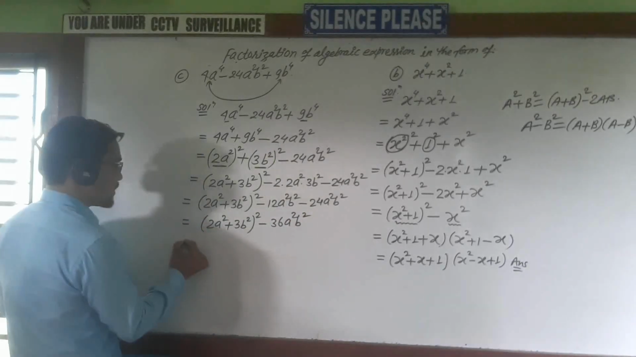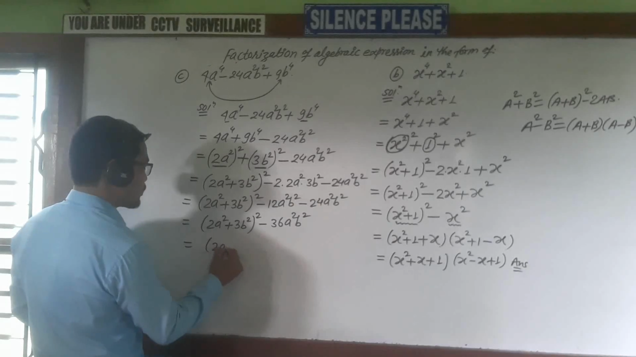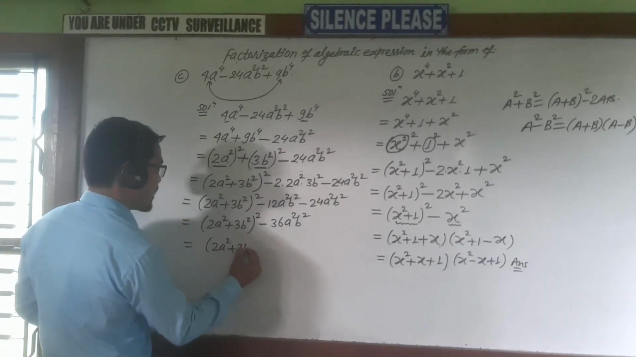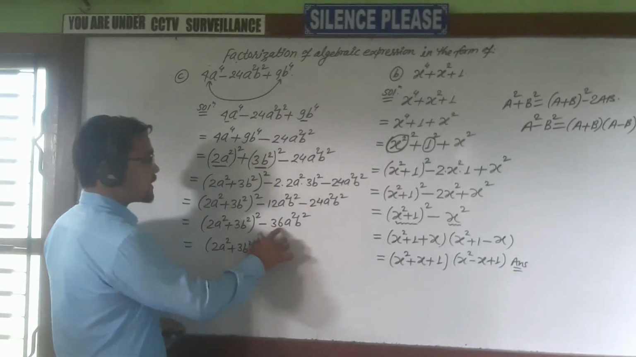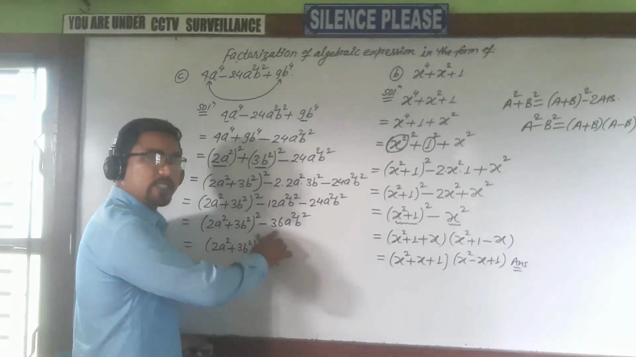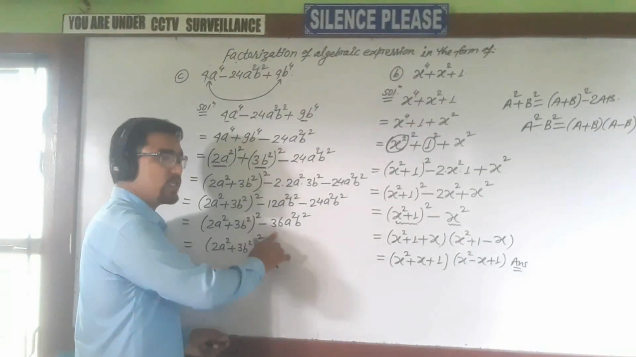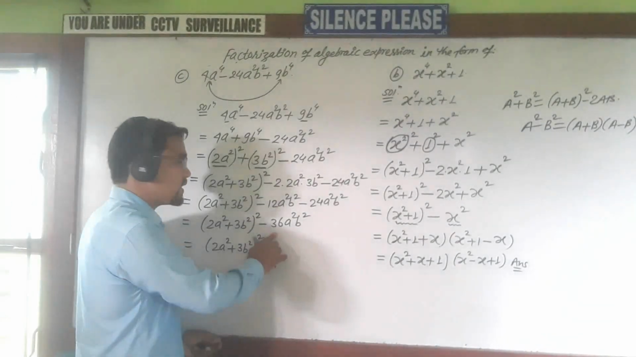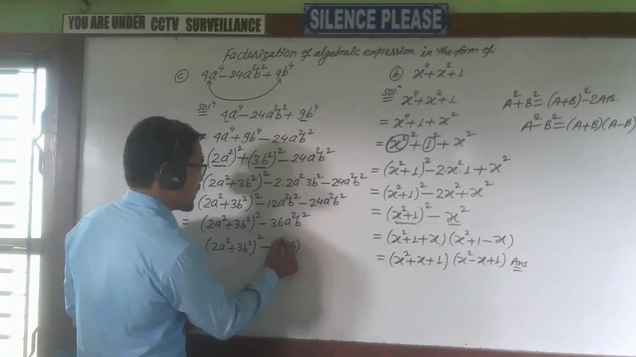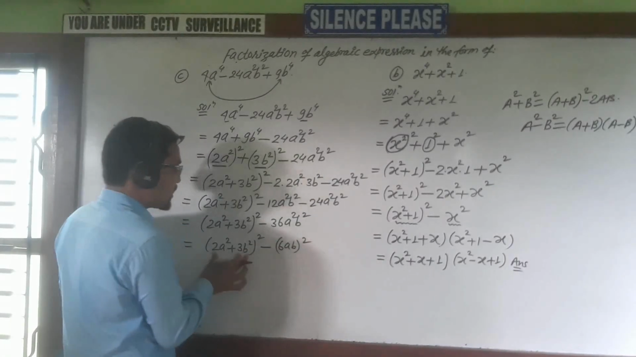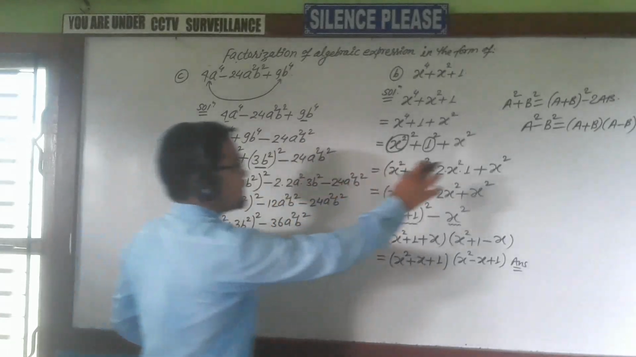Okay. This is equal to 2a square plus 3b square, this as it is, no need to do anything here, minus 46a square b square. 46 is a square number, square of 6, 6 square is 36, so we can write here 6ab whole square. Now this has gone into the form of a square minus b square formula.